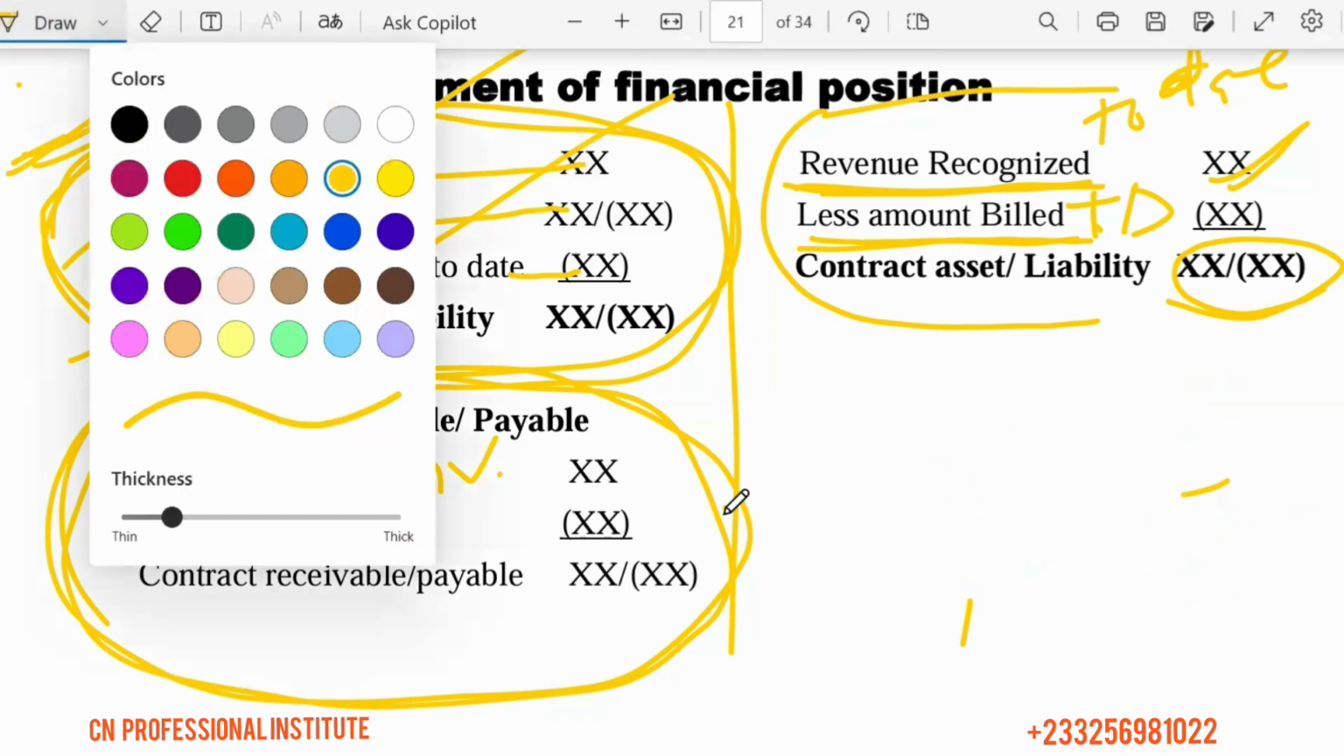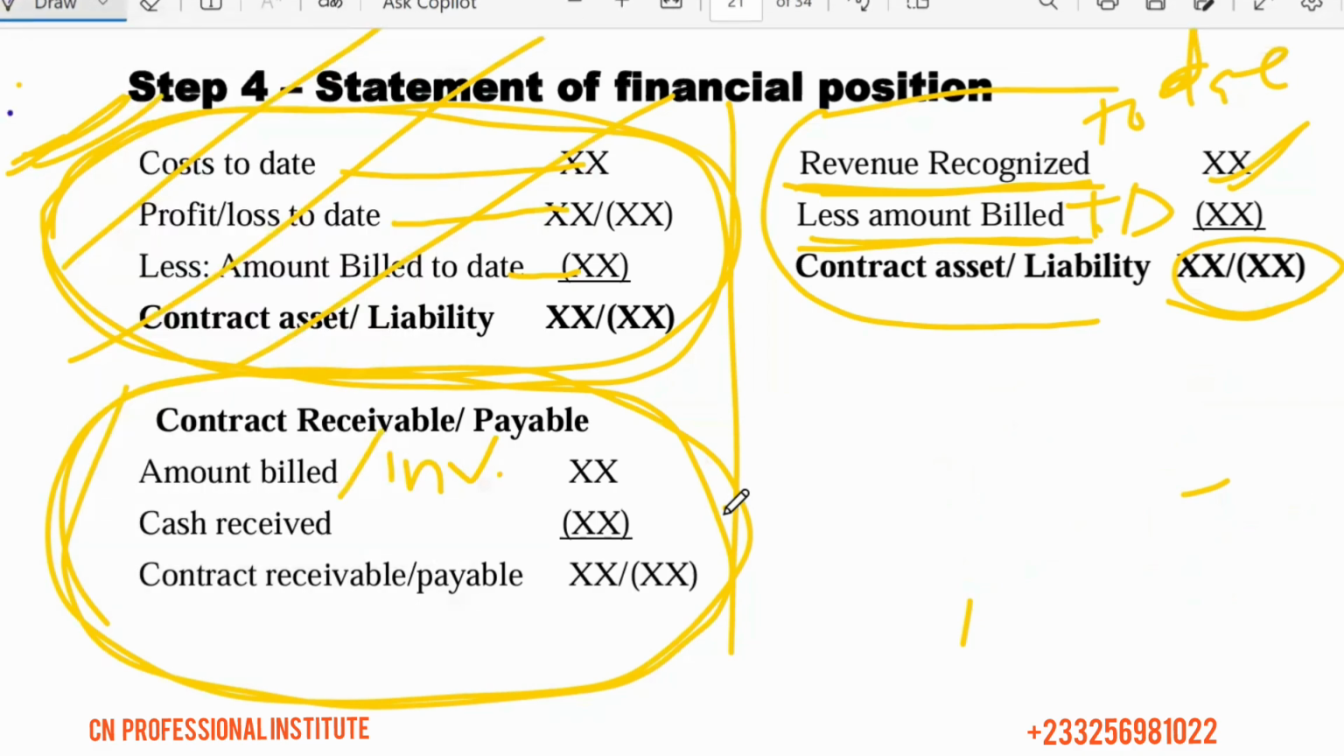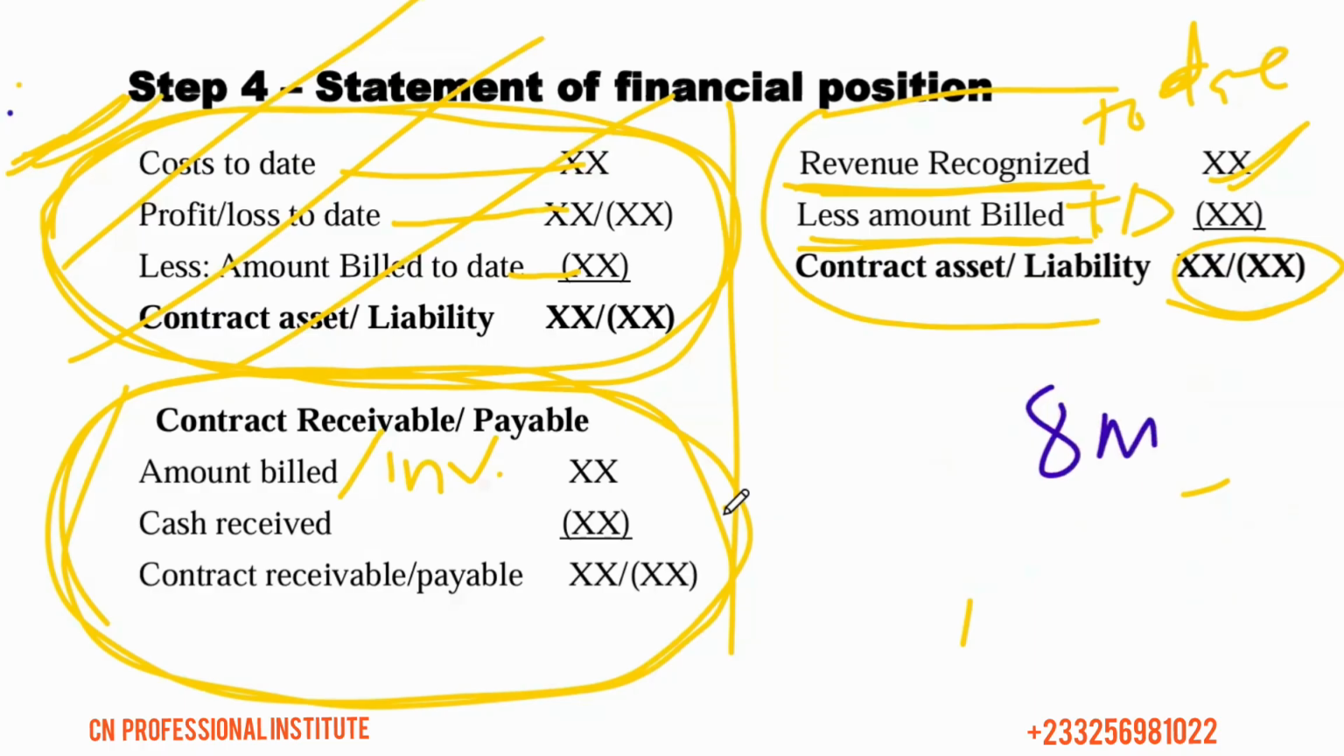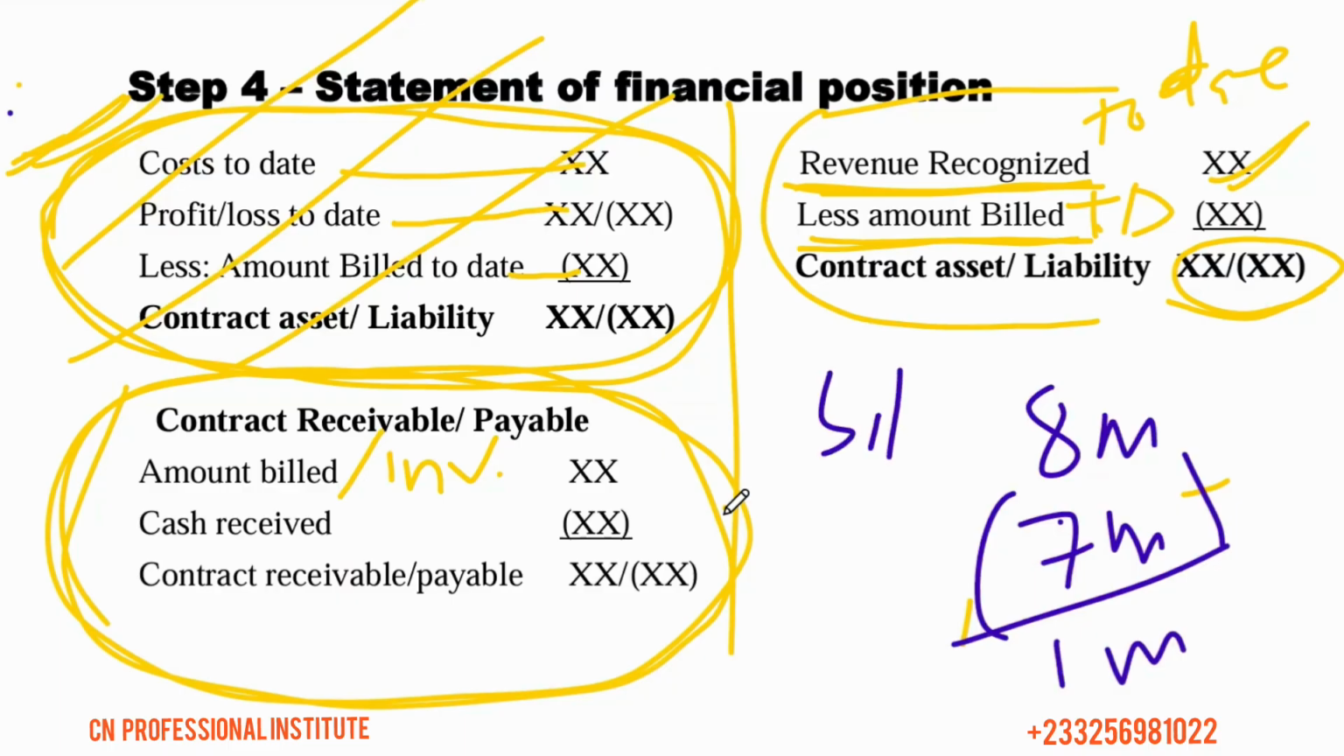So you're telling the customer, okay, I've gotten to the first floor, so you give me 8 million. You are billing the customer 8 million. If the customer gives you 7 million, you have what we call a contract receivable of 1 million. So with the contract receivable or payable, you compare the amount billed with the cash you are receiving. You billed 8 million, the customer has given you only 7 million. So you have 1 million more to take from the customer. So it's called contract what?